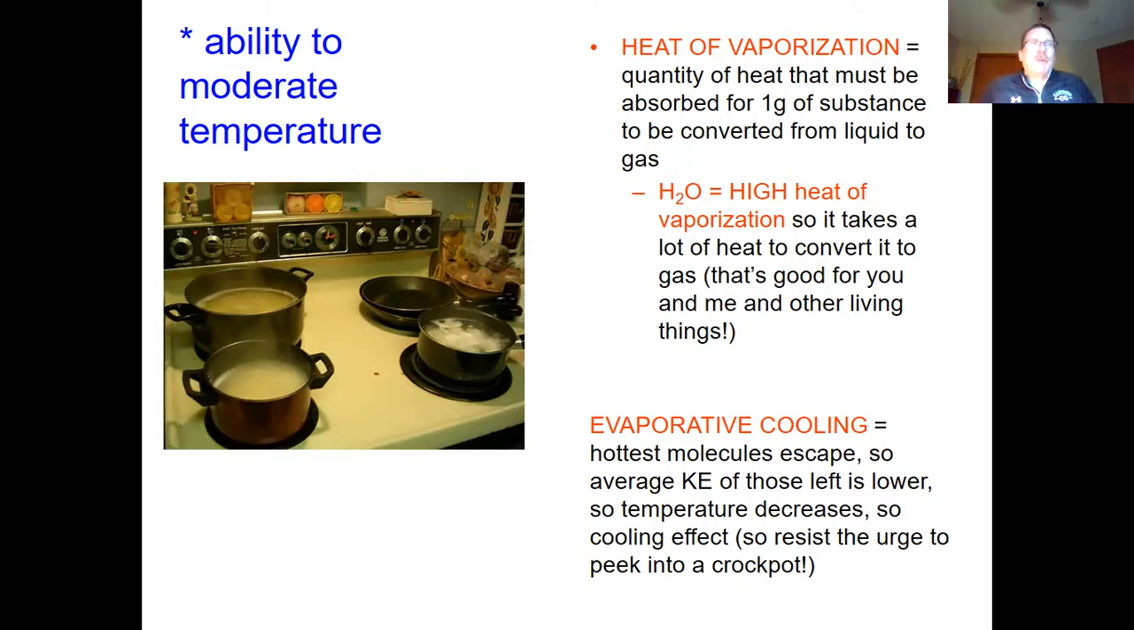So what's evaporative cooling? You may not have talked about this in chemistry. It certainly is in the application in a biological sense. Since the highest energy molecules are popping off, those left below have lower kinetic energy, so the temperature decreases, so it has a cooling effect. This is again why you don't look in the crock pot. But why, as you sweat and you wick away the sweat from your body, do you feel cooler? It's evaporative cooling.